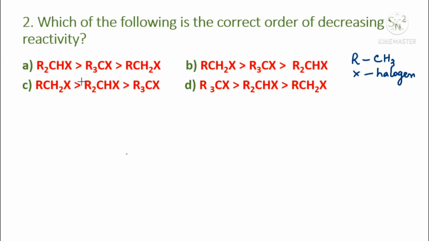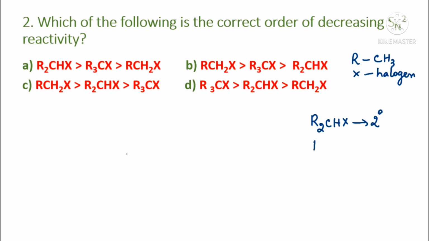Now we'll write all these compounds first. We'll find out which is primary, which is secondary, and which is tertiary. So let us write one by one. R2CHX. What do you mean by R2CHX? Here the halogen is attached to a carbon atom which is further attached to two more alkyl groups. That means it is a secondary alkyl halide.